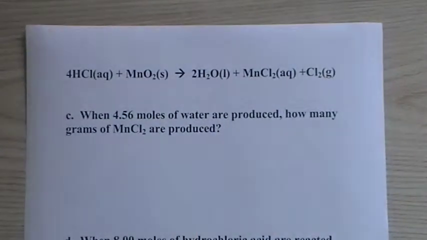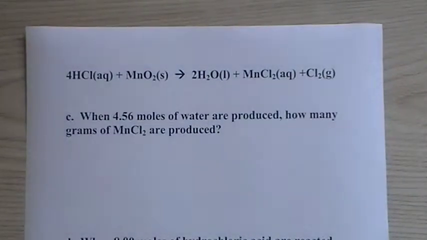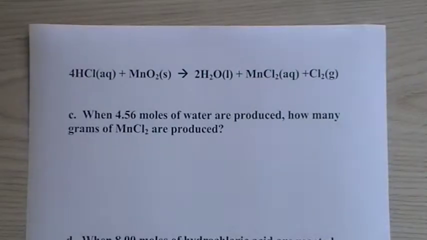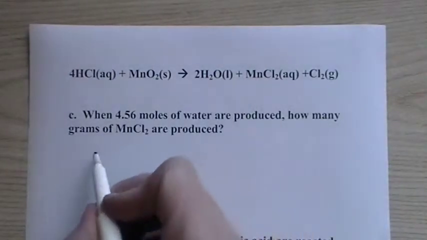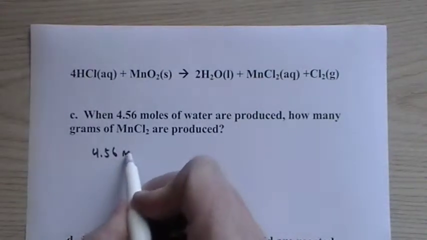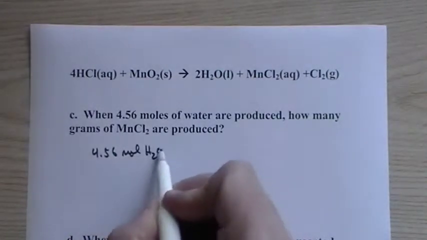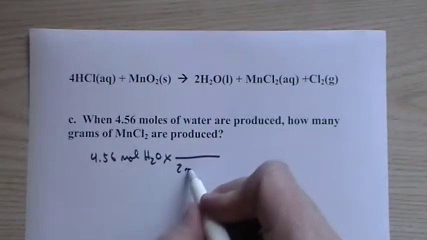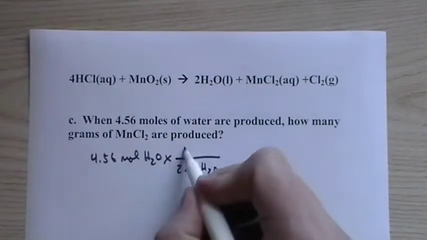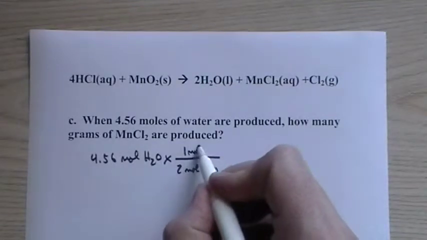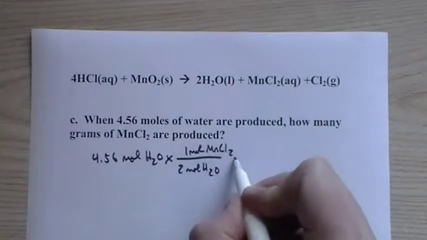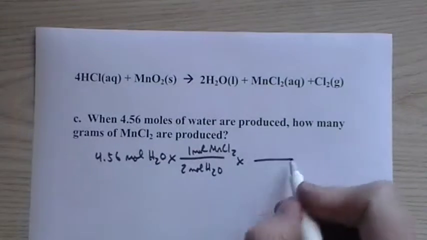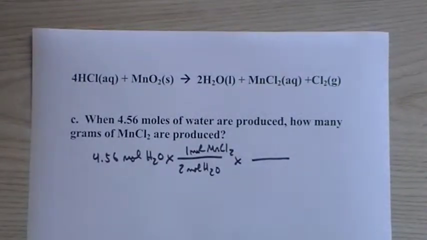Now we have this one here. Same equation. I just wrote it at the top again. When 4.56 moles of water are produced, how many grams of manganese 2 chloride are produced? So we have 4.56 moles of H2O. So that's already in the proper form, so we can go right to the equation. And that's 1 mole of manganese chloride. And then they want to know how many grams. So hopefully I've done this one out. And I didn't. Okay, great.